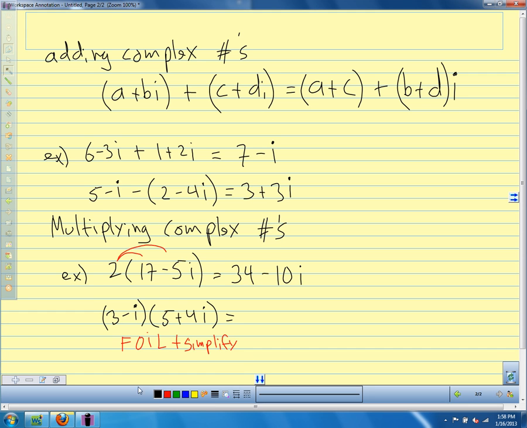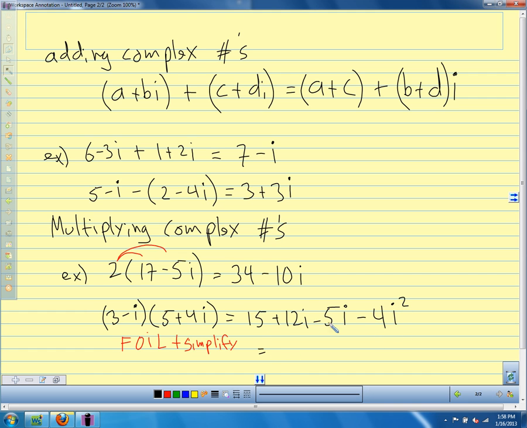So we'll have a little bit of work to do. For my first, I get 15. For my outside, I get plus 12i. For my inside, I get minus 5i. And for my last, I get minus 4i squared.